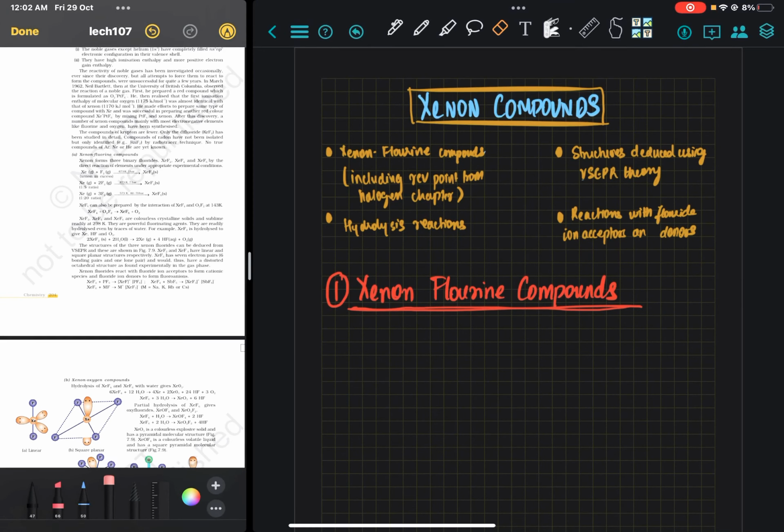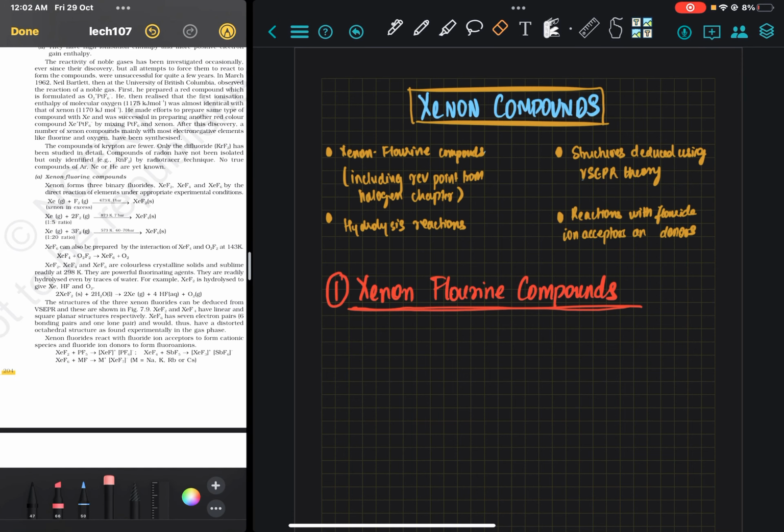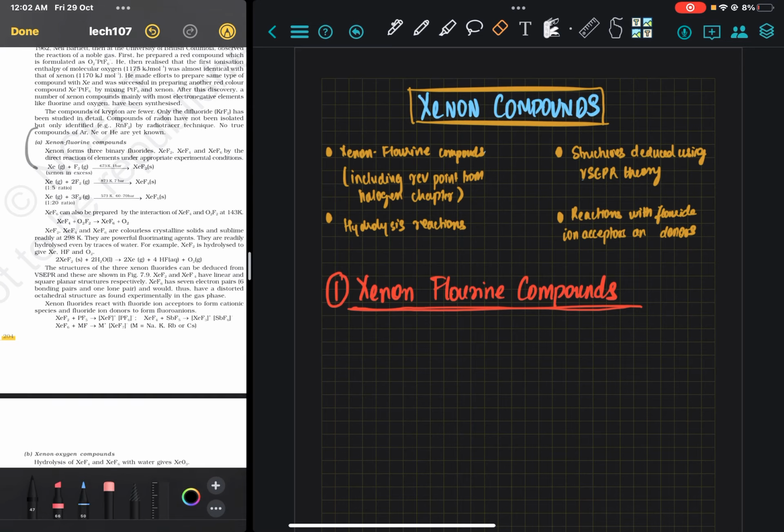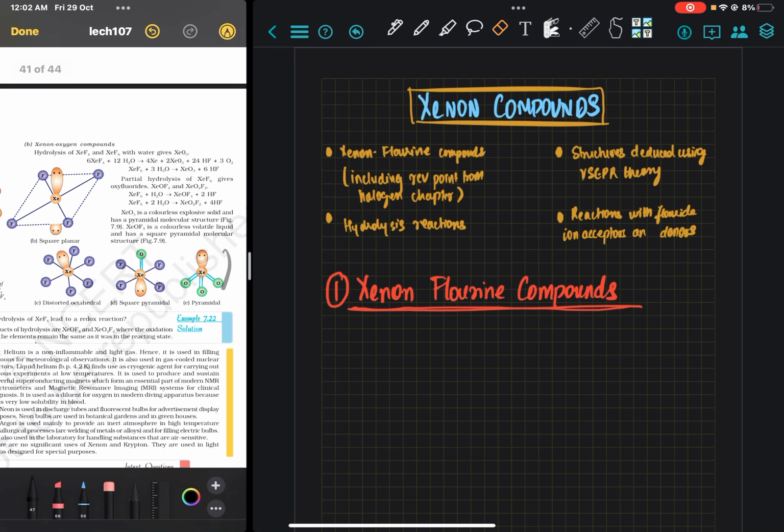This time we're going to discuss Xenon compounds, more specifically the part in the NCERT, starting from Nonfluorine compounds till the end of the chapter. So we'll study about Nonfluorine compounds, then hydrolysis reactions, structures, which are very frequent questions, and lastly reactions with fluorine acceptors and donors.